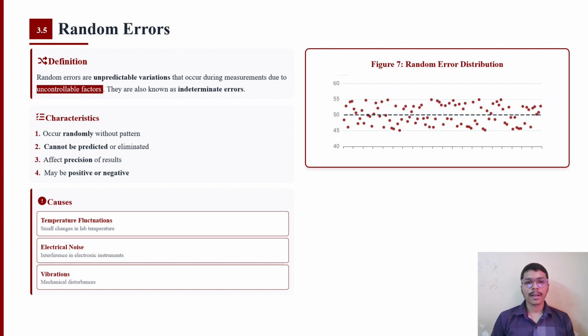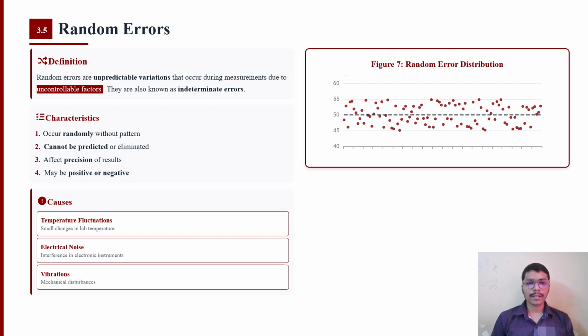Random errors are unpredictable variations that occur during measurement due to uncontrollable factors. These are also called indeterminate errors. Unlike systematic errors, they do not occur in one fixed direction. Characteristics: random errors occur without pattern, cannot be completely eliminated, and affect the precision. The value may be positive or negative. Causes: common causes include temperature fluctuations, electrical noise, and mechanical vibrations.